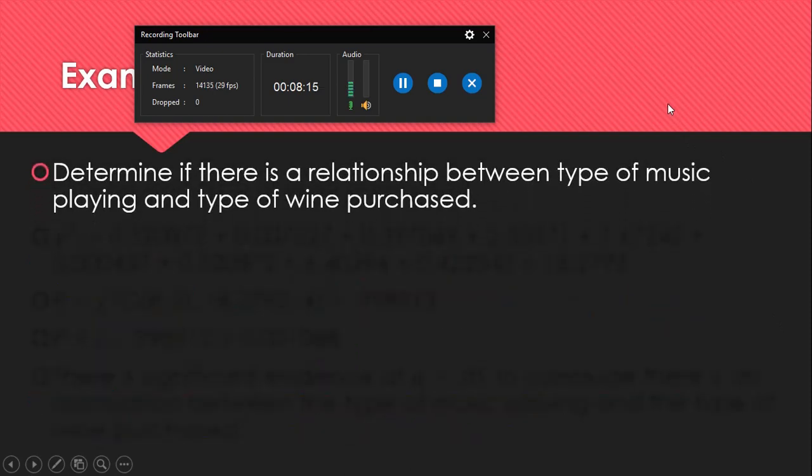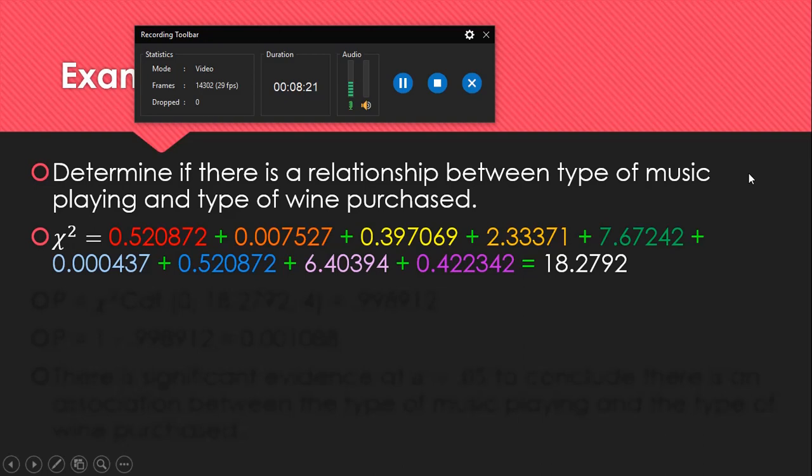So what we're going to do is try to determine if there's a relationship or if we have evidence against the null. So after I add up all those equivalent decimals, I have a chi-square value of 18.2792. That is fairly large. I'm really far to the right of the distribution.